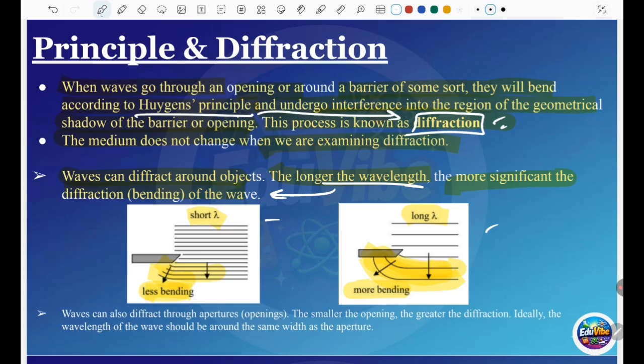So this part also includes diffraction with the Huygens principle. And the main point there is that waves can also be deflected through openings. If there's an opening, the wave can also be deflected. So the smaller the opening, the greater the diffraction. Ideally, the wavelength of the wave should be around the same width as the aperture. If you have a very small opening, you get a much greater diffraction.